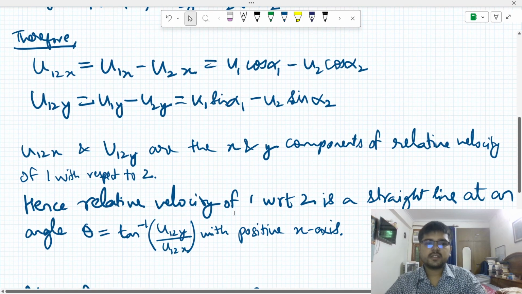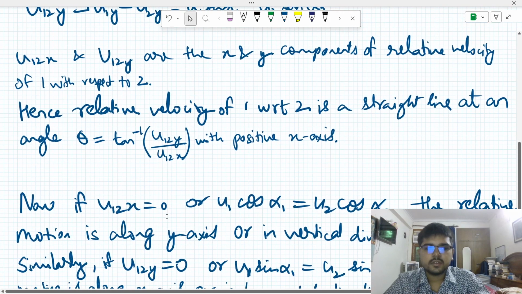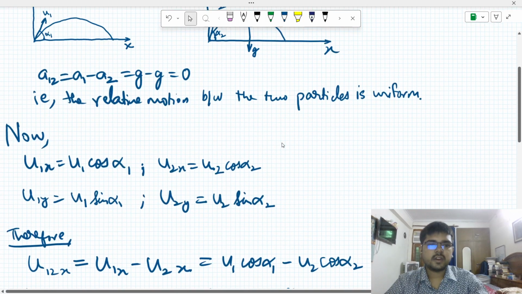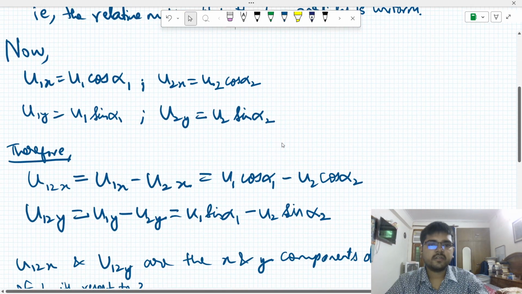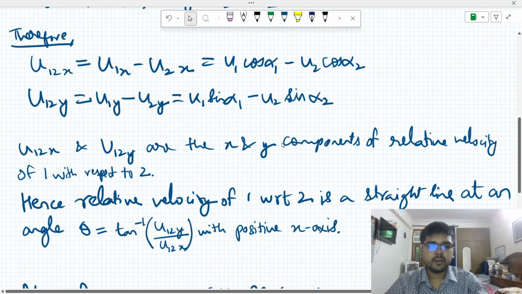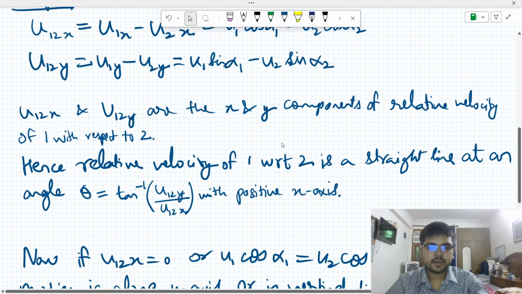Now u12x and u12y are the x and y components of the relative velocity of 1 with respect to 2. Hence the relative velocity of 1 with respect to 2 is a straight line at an angle theta equals tan inverse of u12y divided by u12x with the positive x-axis. So that's the angle of the relative velocity of 1 with respect to 2.